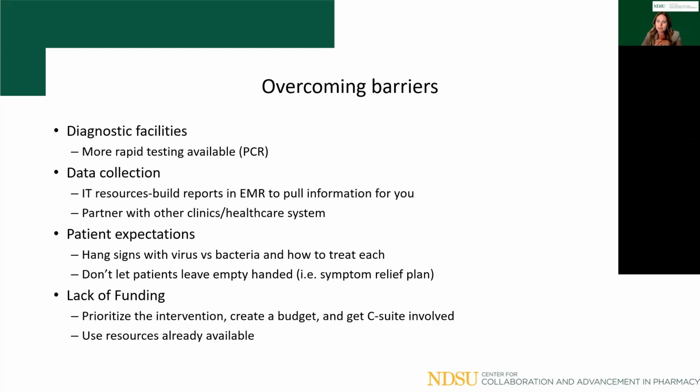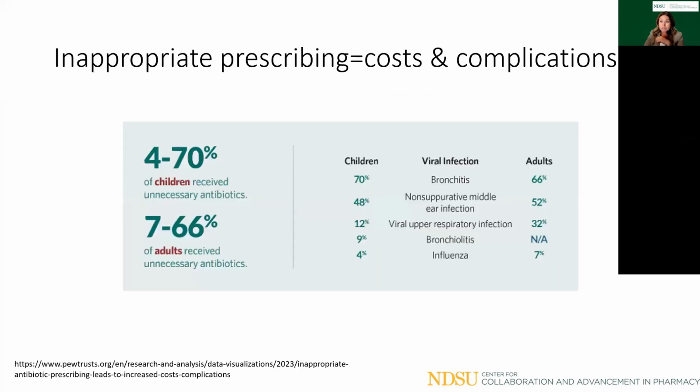Like, do you have people in place? And then there are a couple resources that may be good for the C-suites, as often they like to see the cost. What is this costing us? Or what is this going to cost us? Or how is this going to save money for us? So inappropriate prescribing does lead to higher costs and higher complications for our patients. So this is a visualization from the Pew Charitable Trusts that shows that 4 to 70% of children receive antibiotics that are unnecessary depending on the indication.